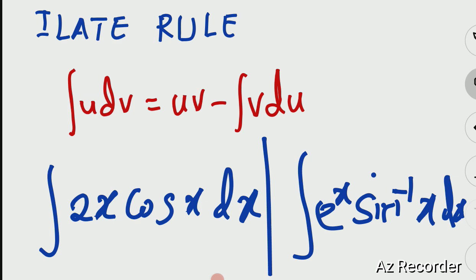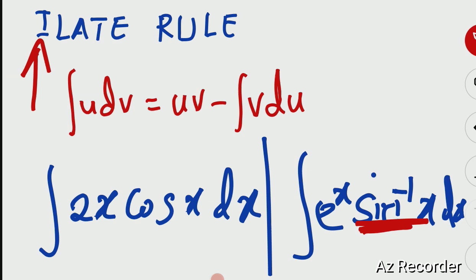Now I want us to define the ILATE rule. The ILATE rule helps us to choose the correct u substitution. That's it. Now I stands for what? We have the first one here, which is I. This I stands for inverse trigonometric. Like in this case, the inverse trigonometric here is sine inverse of x. So we're going to let u equals sine inverse of x in that case.